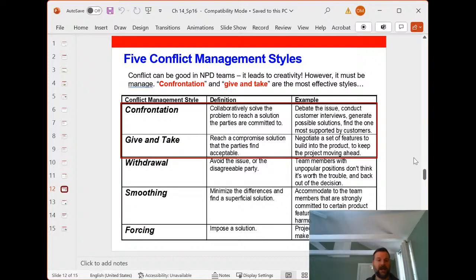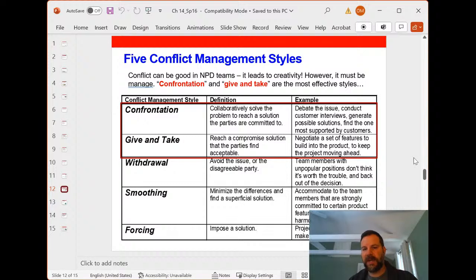Now, within any sort of team, and this really goes beyond just new product development, but obviously the focus of this class is new product development, there are going to be conflicts. So how does a team handle conflicts? Our past research has shown that there are really five different ways that managers handle conflict: confrontation, give and take, withdrawal, smoothing, and forcing. And it appears that confrontation and give and take, historically speaking, are the most effective styles.